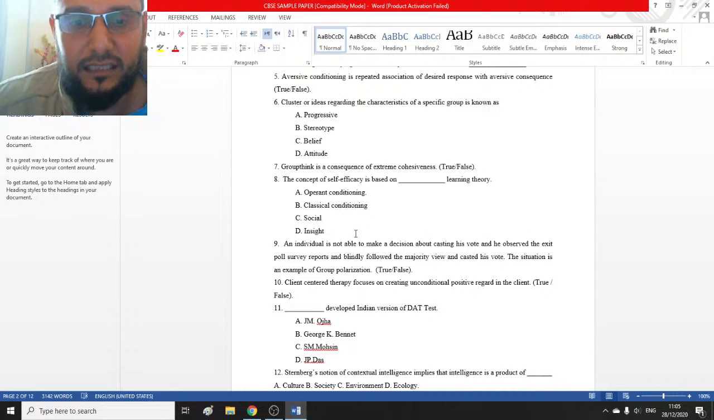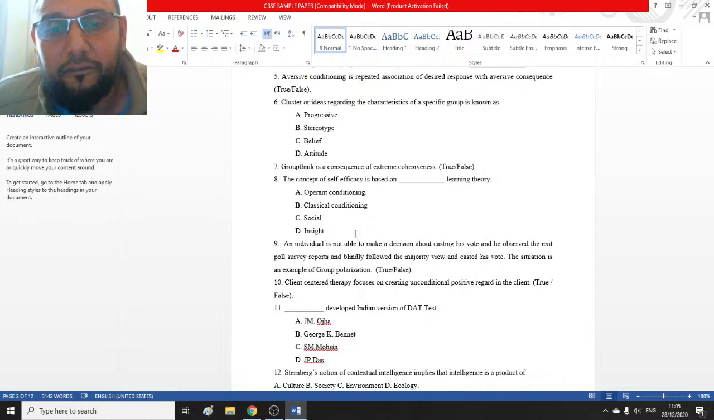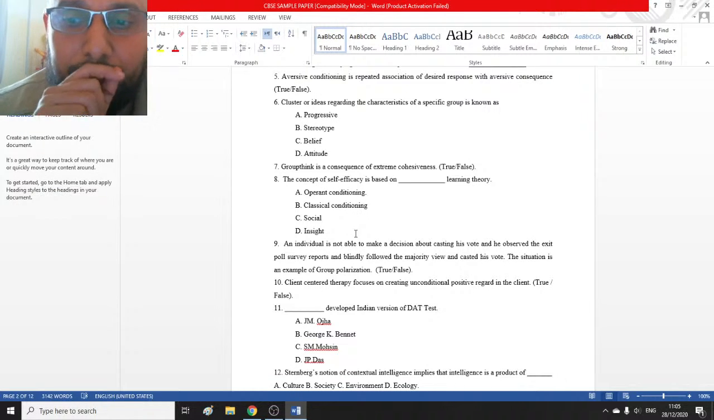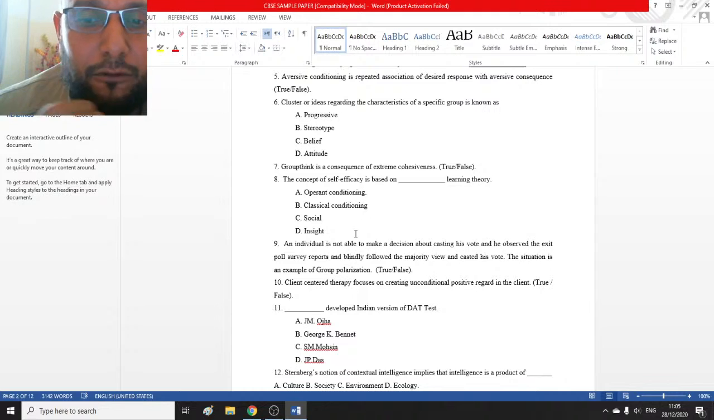Of course, the exit poll nowadays is released after the polling, but previously, exit polls used to get released before the election date. Anyhow, after seeing the exit poll surveys, he went and blindly voted on the basis of the majority. You see, this situation indicates the bandwagon effect actually.